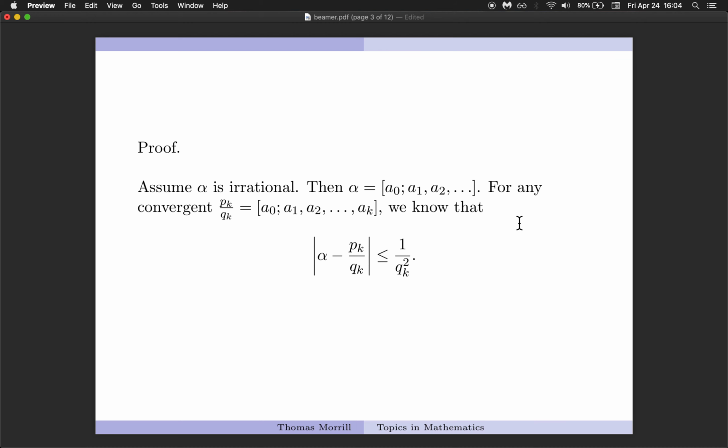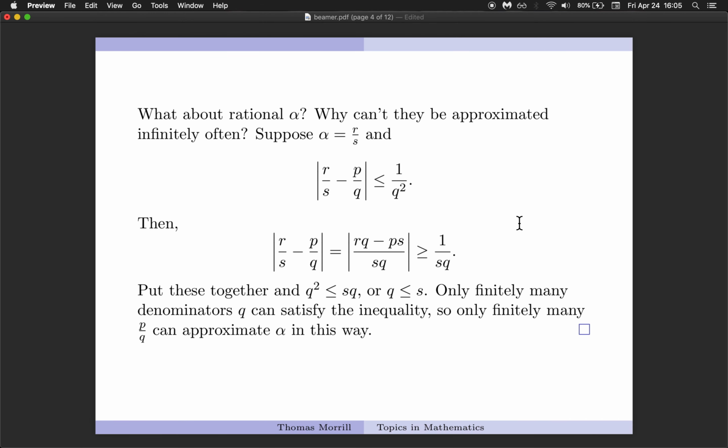So, what about rational numbers? What happens if we have a rational number alpha, and why can't I find infinitely many solutions to the inequality? In the situation that alpha is rational, alpha has some expression as r divided by s. Let's just say that r and s are in lowest terms. They're both integers. S is not 0. All the usual good fraction stuff we have to worry about.